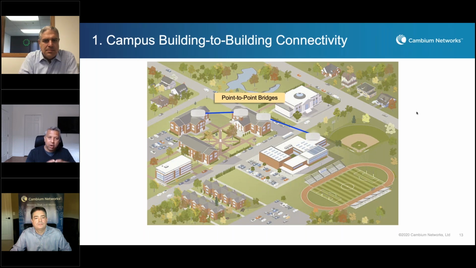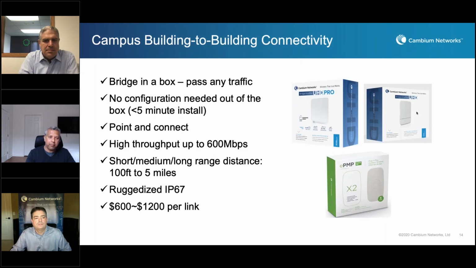So as part of the bigger story, this is a simple part of that, which is this bridge in a box, three different models, less than 5 minutes to install, right? You can do the physical installation, but then the actual connection is very, very quick. It's all self-configured. For as little as $600 to $1,200 per link, based on a little bit of range and ruggedization, you can have an alternate path from fiber or copper. So point and connect, a very, very powerful and simple solution for building-to-building connectivity.